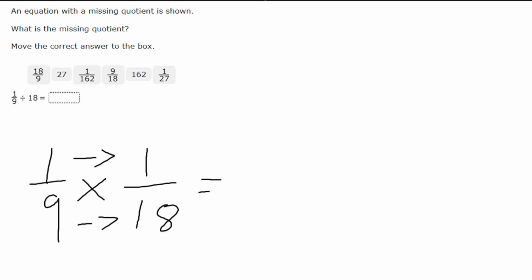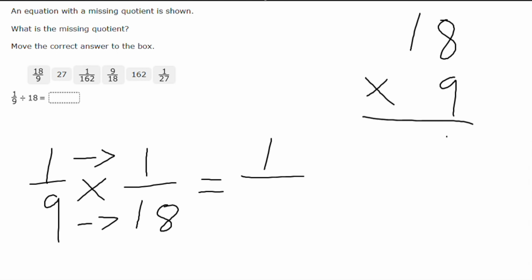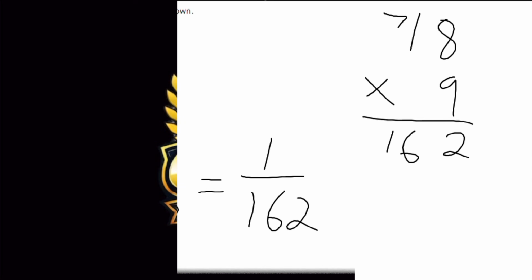So 1 times 1 is 1. 9 times 18, let's solve that together. 18 times 9, it's 9 times 8, that's 72. 9 times 1 is 9, plus 7 is 16. So we get 1 over 162. And that is our answer.